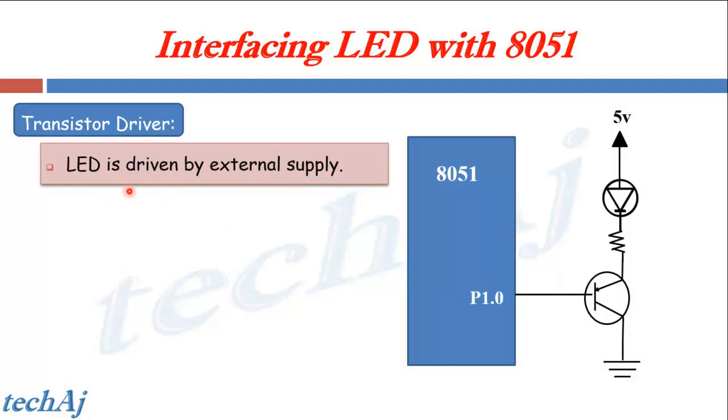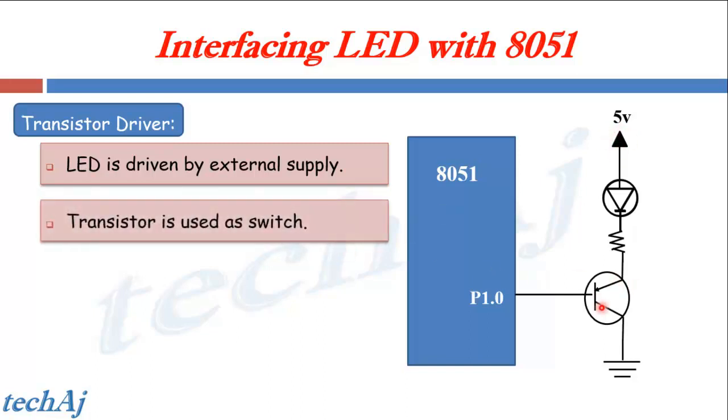So here the LED is driven by the external supply, which is connected to the anode of the LED, that is 5 volt, and the transistor is used as a switch. If we set logic 1 on this pin of the microcontroller, which is connected to the base of the NPN transistor, then whenever the base of the NPN transistor becomes logic 1, it will turn on. As soon as this transistor turns on, it will connect this resistor through this transistor to the ground, the circuit will be completed, and the LED will turn on.